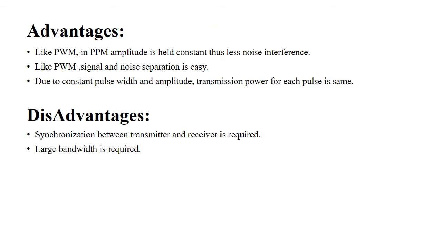Advantages: like PWM, in PPM also the amplitude is held constant and it has less noise interference. The signal and noise separation is also very easy. Due to the constant pulse width and amplitude, the transmission power for each pulse is the same. Disadvantages: synchronization between the transmitter and receiver is required, and it requires a large bandwidth. The main application is synchronous communication of analog pulses over short distances.